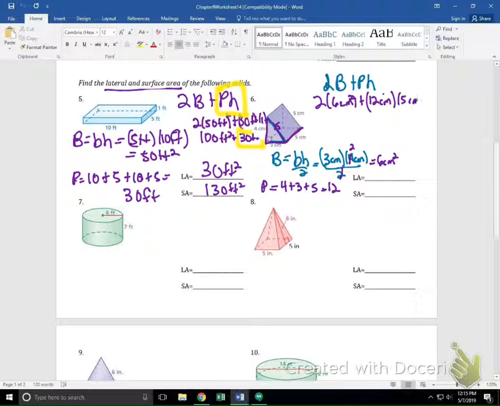5. Okay, so 2 times 6 is 12 centimeters squared plus 12 times 5, which is 60 centimeters squared. Okay, so we add those together. What do you get? It's 72 centimeters squared. What is your lateral area? 60. So we end up with 60 centimeters squared.